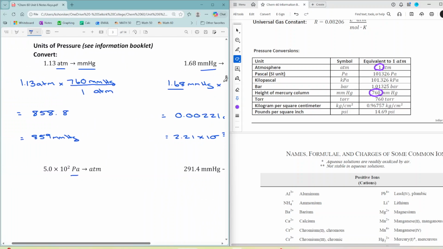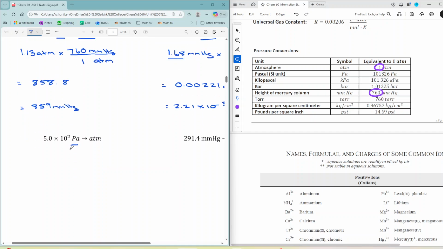All right, last 2 down here just for fun. If I want to go from pascals to atmospheres, I'm in pascals, so 5.0 times 10 to the 2 pascals, and I want to go to atmospheres. So I'm going to put the pascals on the bottom so that those units cancel out, and then I'm left with atmospheres. Again, it's going to be 1 atmosphere, but this time it's equal to 101,326 pascals.